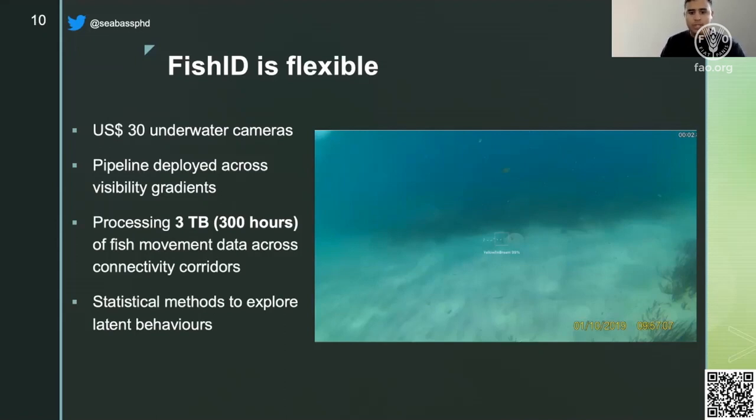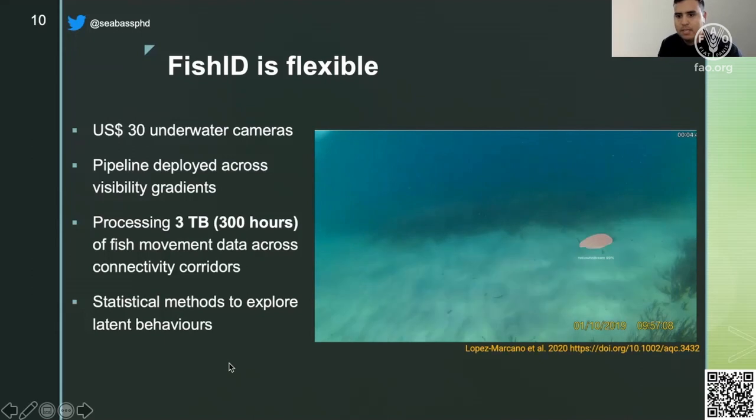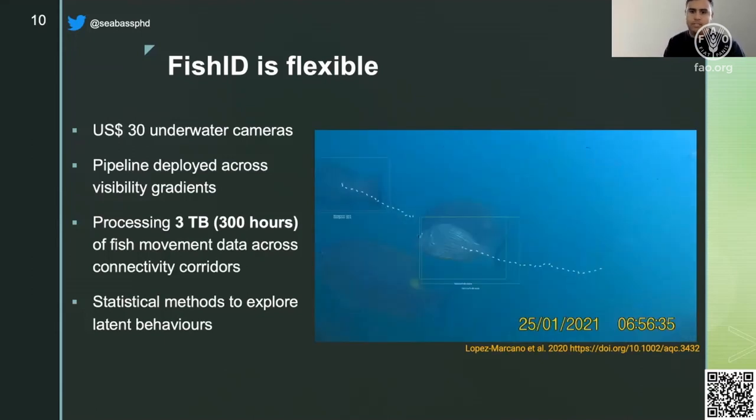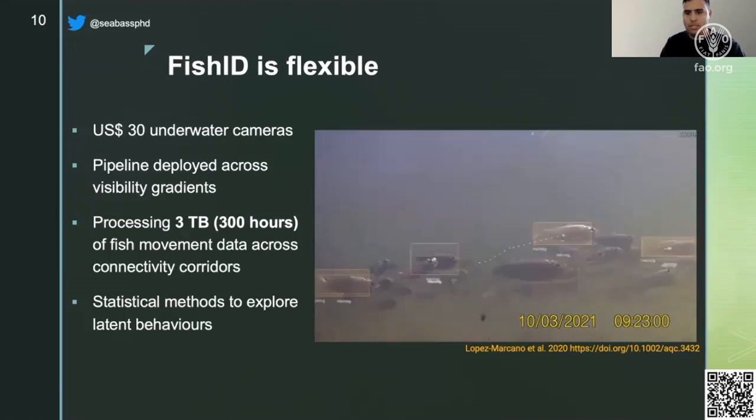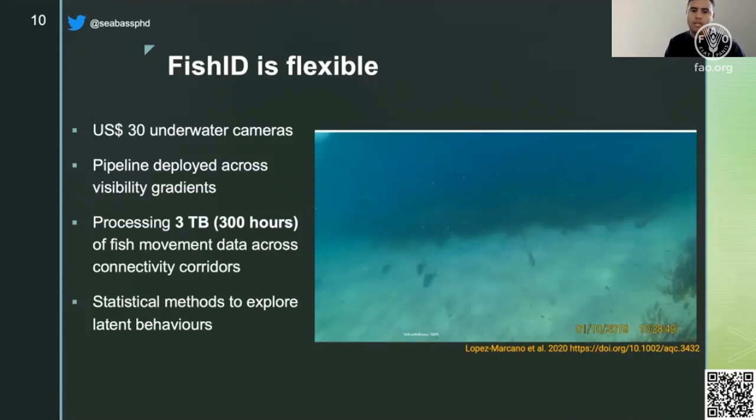Just to give you an idea of how flexible it is, we are currently processing 3 terabytes or around 300 hours of fish movements data across connectivity corridors, just to understand behaviors in those fish passageways. And we're also using that data with common ecological statistical methods to explore rare or latent behaviors. So again, just to show you quickly the tracking pipeline, it's there. And as I said, it works in different ecosystems. And this is just an example of how FishID performs across visibility gradients, across different ecosystems, and with different fish as well.